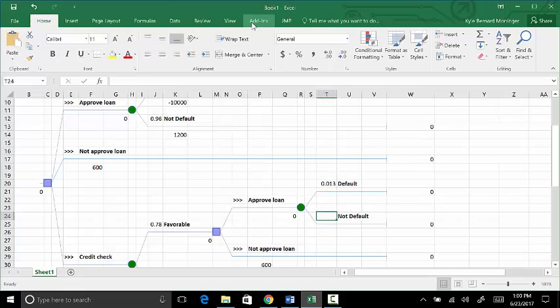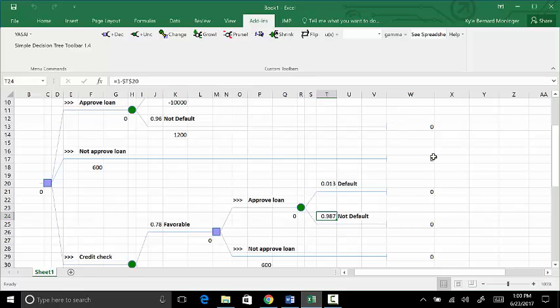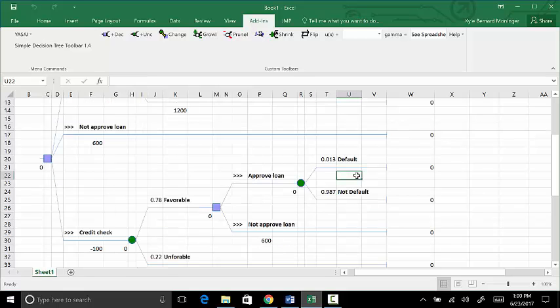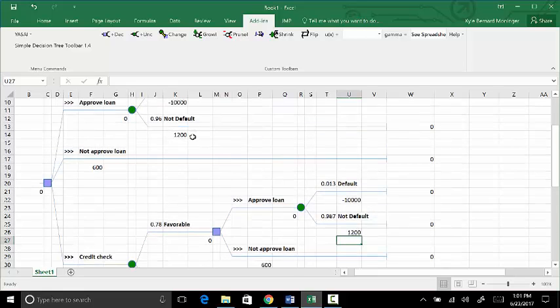This probability, I'm just going to use the 1 minus button to find that one. If the customer defaults, I lose the 10,000 I loan them. If they do not default, I gain 1,200 in interest. Those numbers are the same from above.